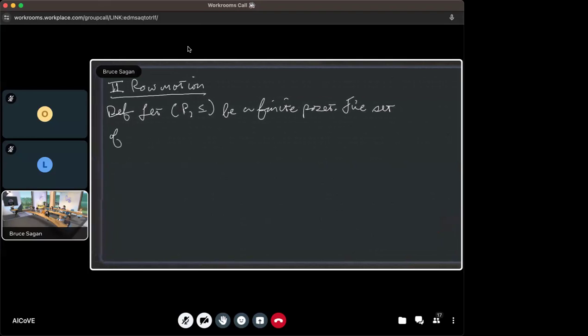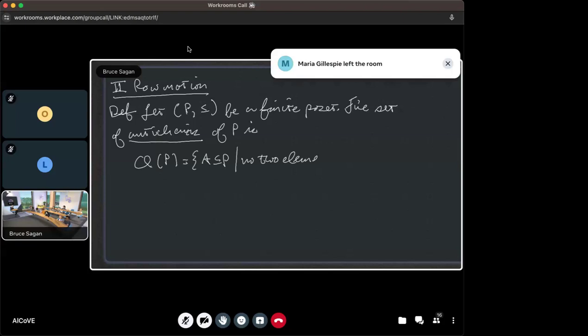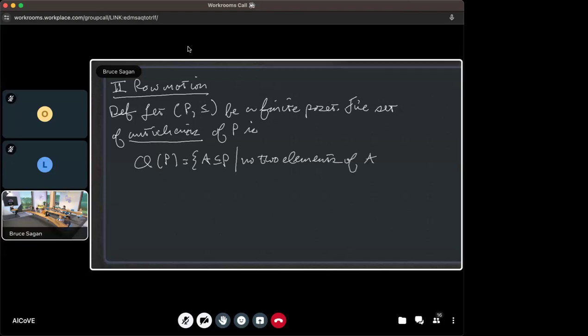So the set of anti-chains of P, I'm going to denote that as script A of P, and it's the set of all subsets of P which form an anti-chain. What that means is that no two elements of A are comparable. So you just take a bunch of elements, but you can't have one less than another. That's not allowed in an anti-chain.